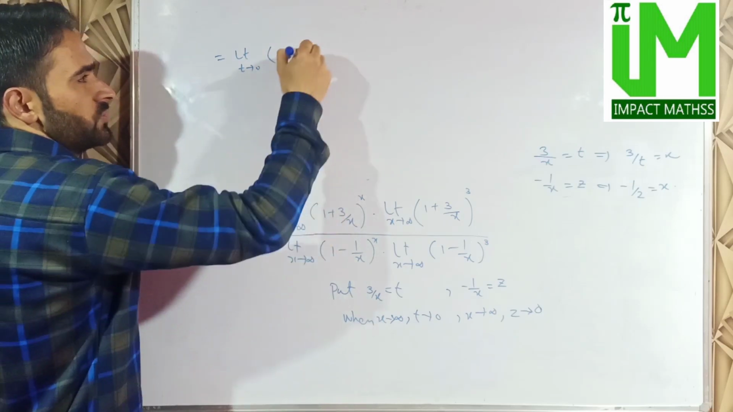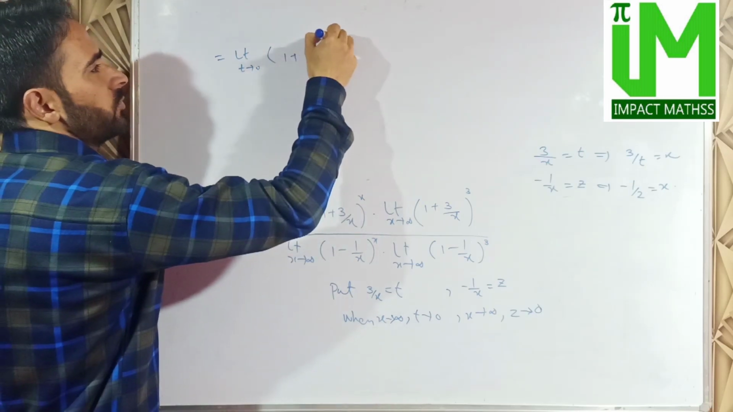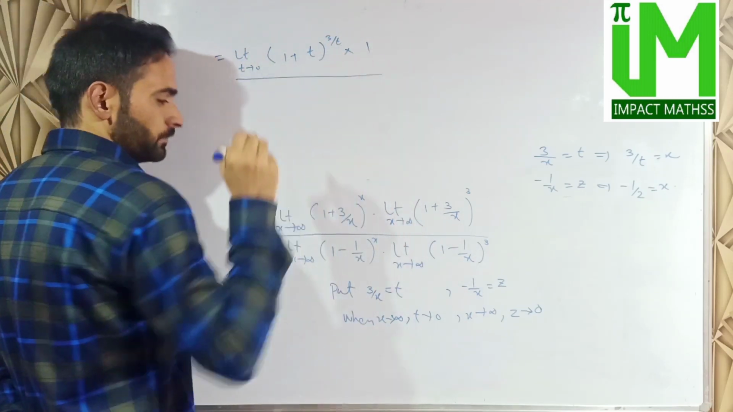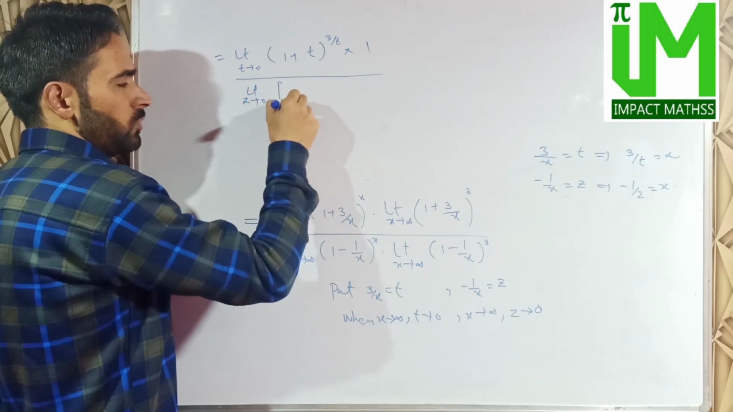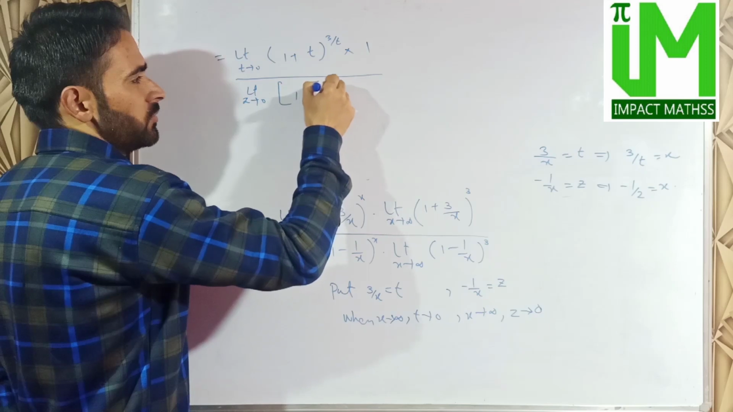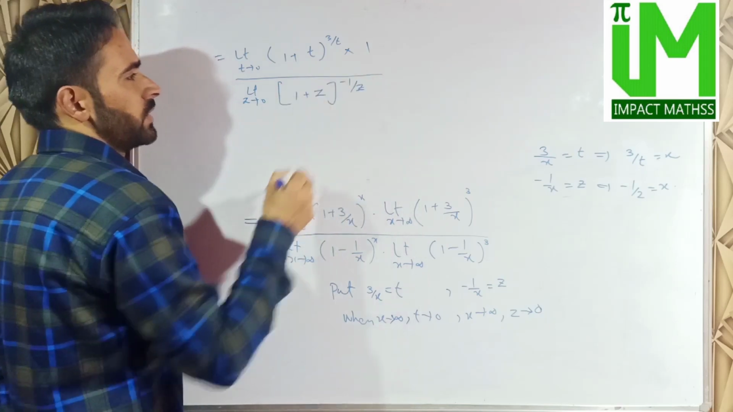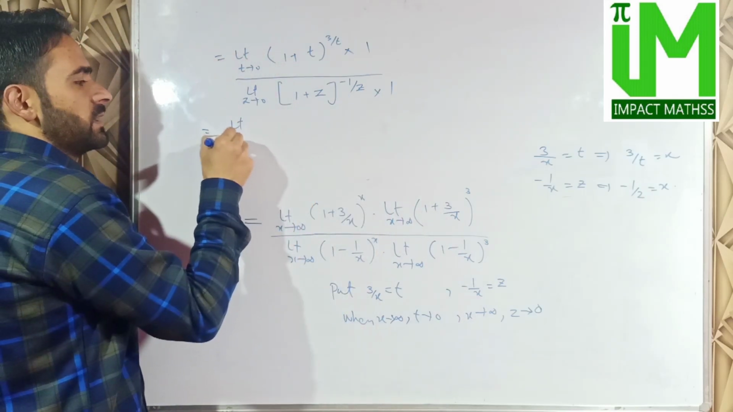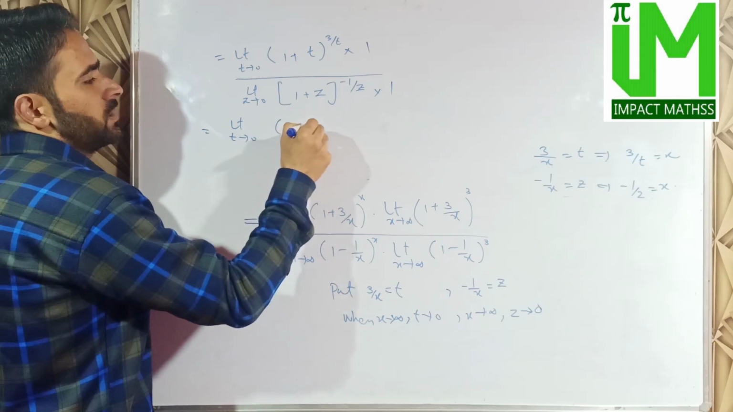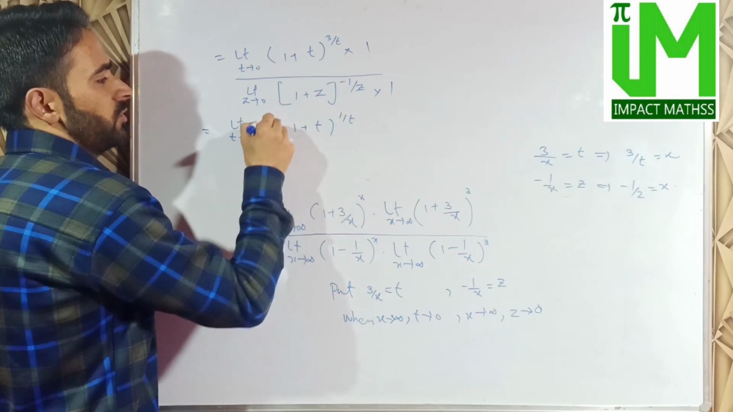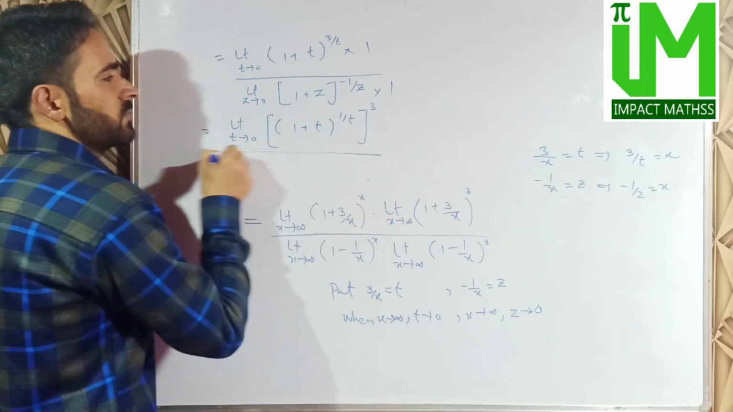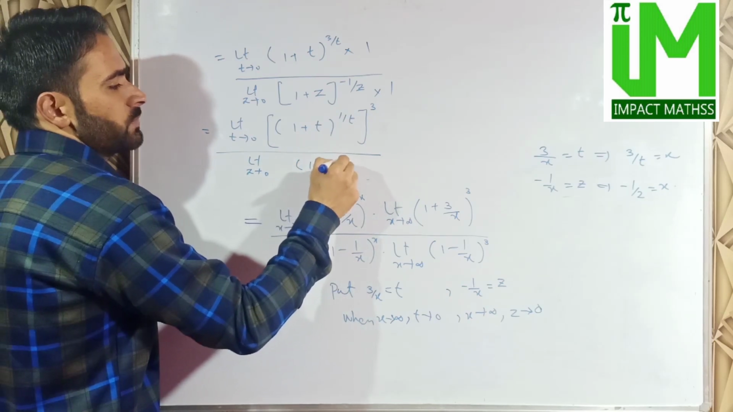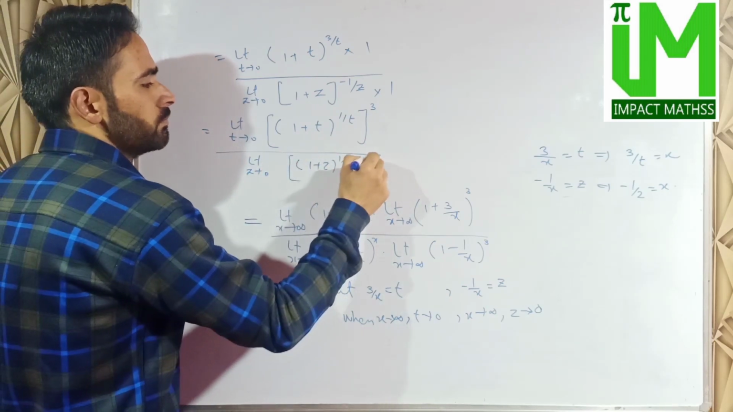1 plus 3 by x is t raised to power x का वैल्यू 3 by t into इसका लिमिटिंग वैल्यू 1 होगा divided by limit z tends to 0, 1 plus z raised to power minus 1 by z into इसका भी limiting value 1. So we can again write this as limit t tends to 0, (1 plus t) raised to power 1 by t whole raised to power 3 divided by limit z tends to 0, (1 plus z) raised to power 1 by z whole raised to power minus 1.